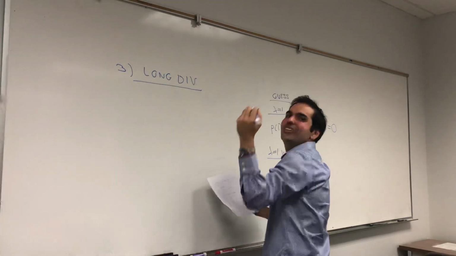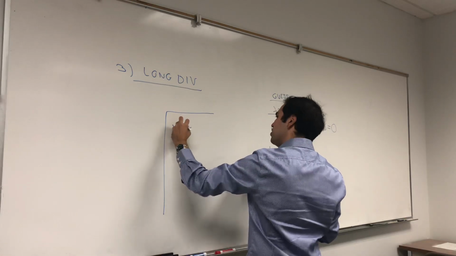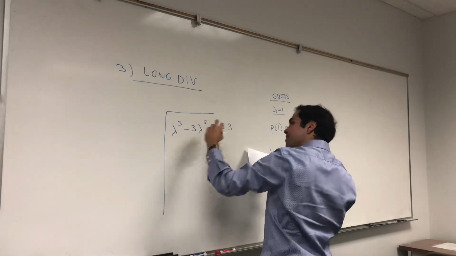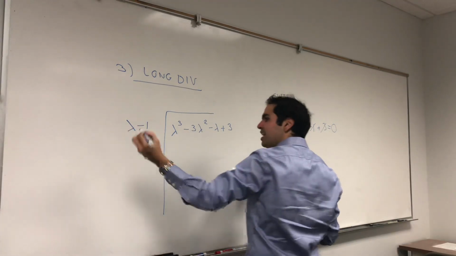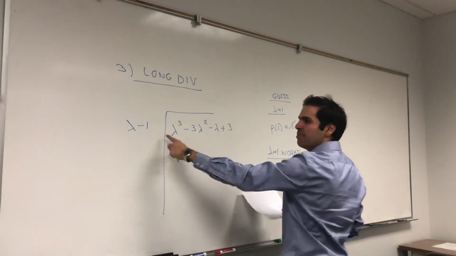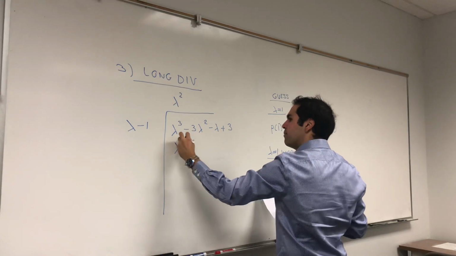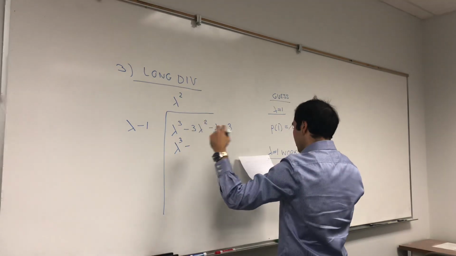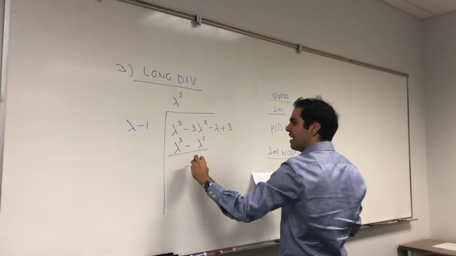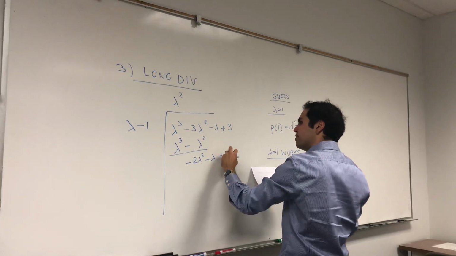And let me show you amazing American long division. So, lambda cubed minus 3 lambda squared minus lambda plus 3. This we want to divide by lambda minus 1. So we want to eliminate this lambda cubed, so let's multiply this by lambda squared. So lambda cubed minus, I think, lambda squared. If you subtract that from that, you get minus 2 lambda squared minus lambda plus 3.